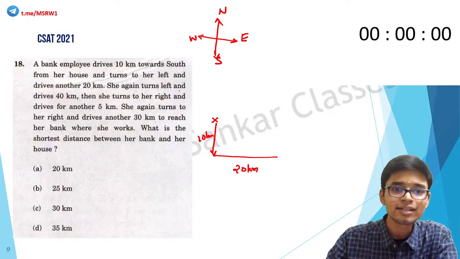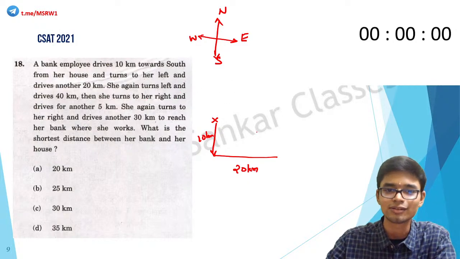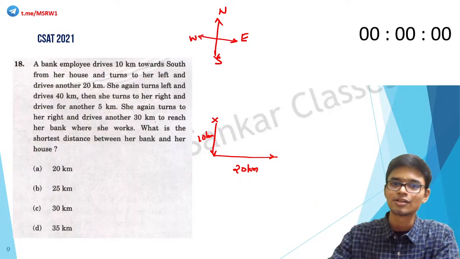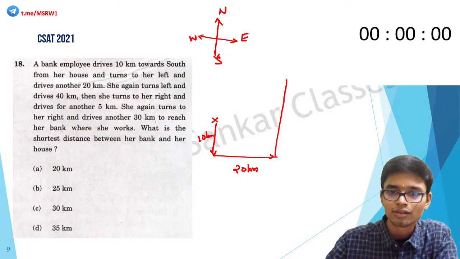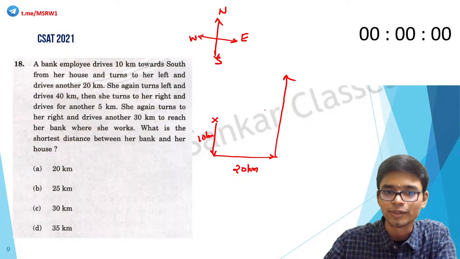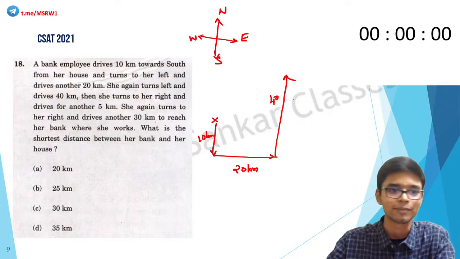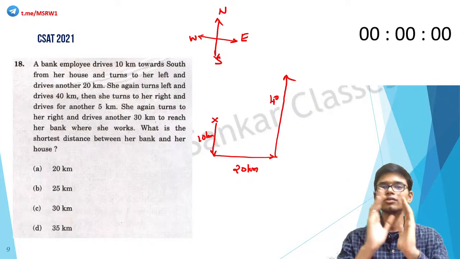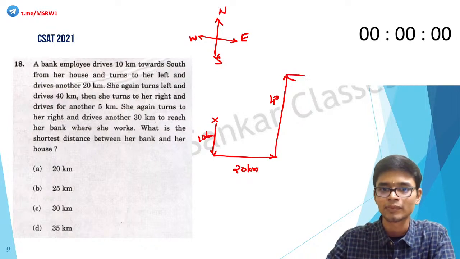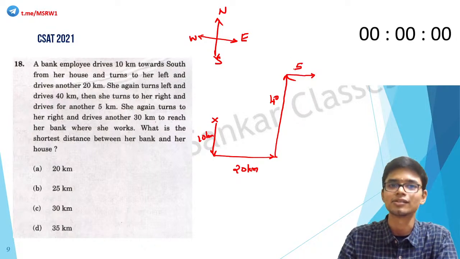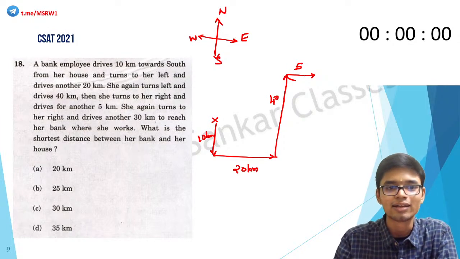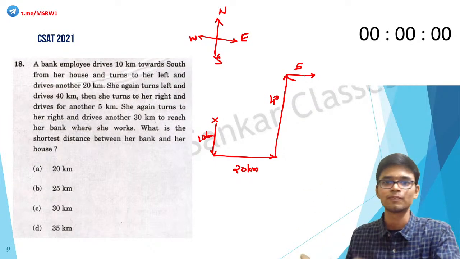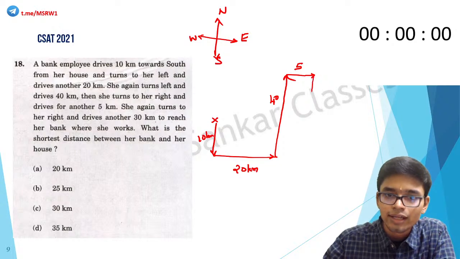She again turns left and drives for 40 kilometers. So while facing that direction, left is towards this. She drives 40 kilometers. Now she turns to her right and drives for 5 kilometers. While facing north, right means towards this side. She again turns to her right and drives for 30 kilometers. So again, while facing east, right means towards south.